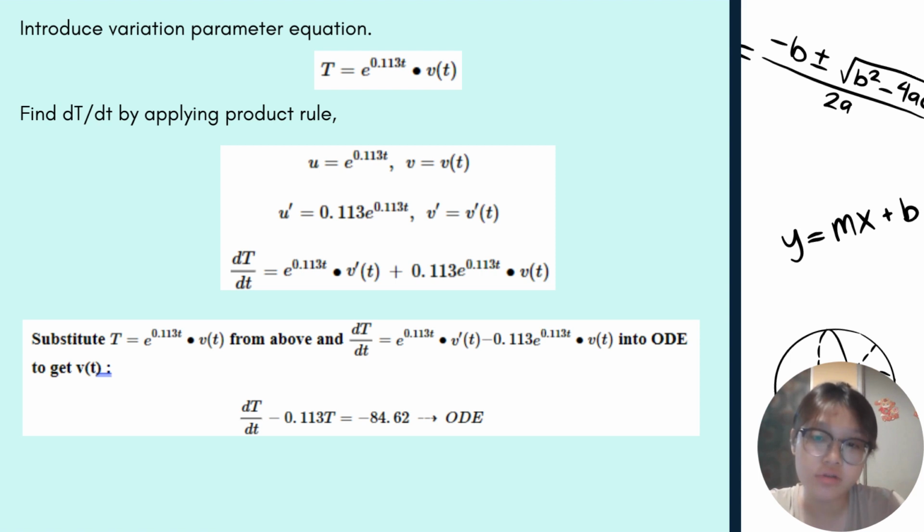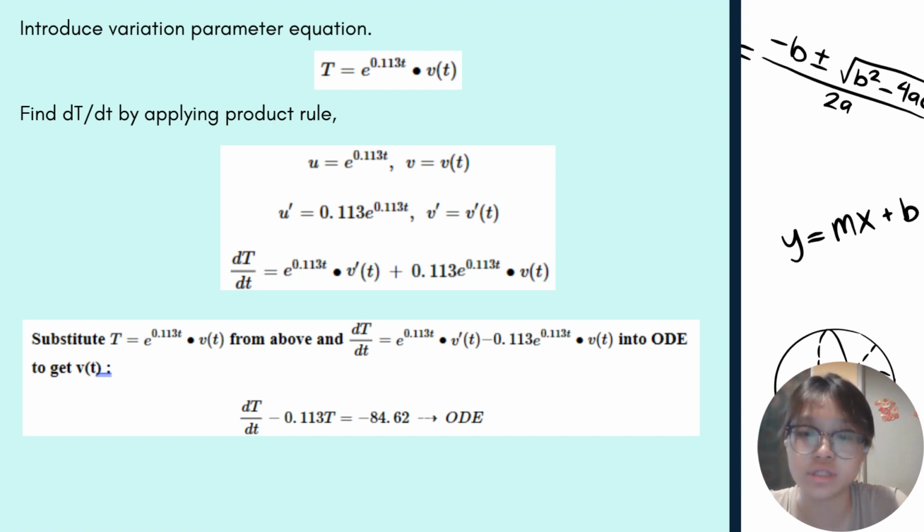After getting the final T, we shall introduce the variation of parameter equation, where we multiply the T equation with v(t), which is the variation parameter. Now we should find dT/dt by applying the product rule, with u and v. We differentiate the u and v and substitute the values into dT/dt. The value we get will be e^(0.113t) multiplied with the differentiated v, plus 0.113 e^(0.113t) multiplied with a regular v.